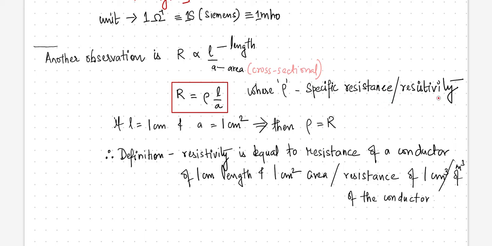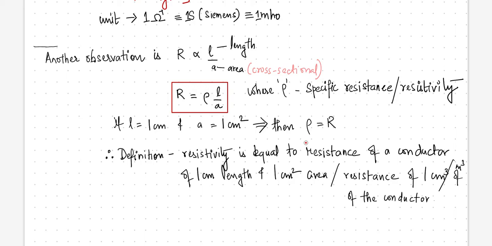So specific resistance or resistivity is equal to the resistance of 1 centimeter cube or 1 meter cube of the conductor. This way you can easily define what specific resistance or resistivity is.